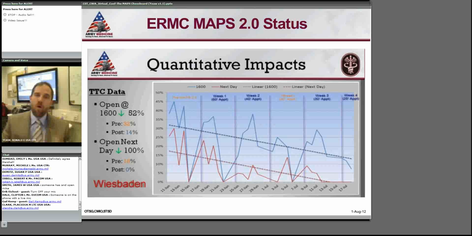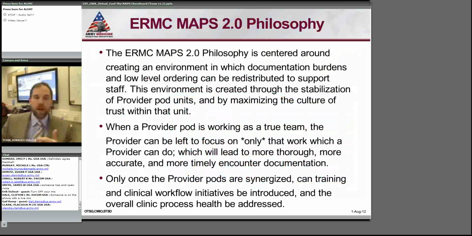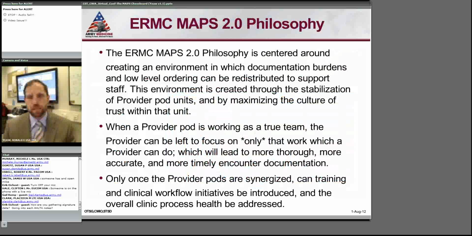But before I move into how do we get after this, how can you replicate this type of success, first I want to establish the playing field. What do we think MAPS 2.0 is about? Here is the MAPS 2.0 philosophy. Okay? I want you to imagine a house of cards. At the bottom of this house of cards is what I call the provider trust level. So let's take a look at this philosophy and I'll explain a little bit more in depth.